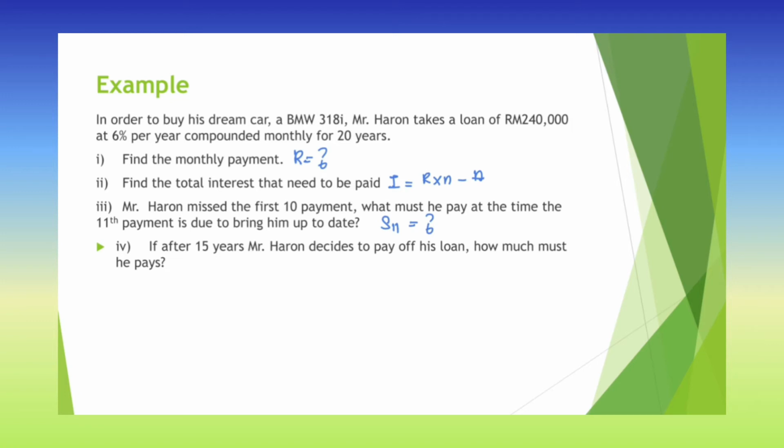Question number 4. If after 15 years, Mr. Harun decides to pay off his loan, how much must he pay? Okay, so for 15 years, n equal to 180. So Mr. Harun has paid for 15 years. And then for the rest, he wants to pay off his loan. So we have to find A60.